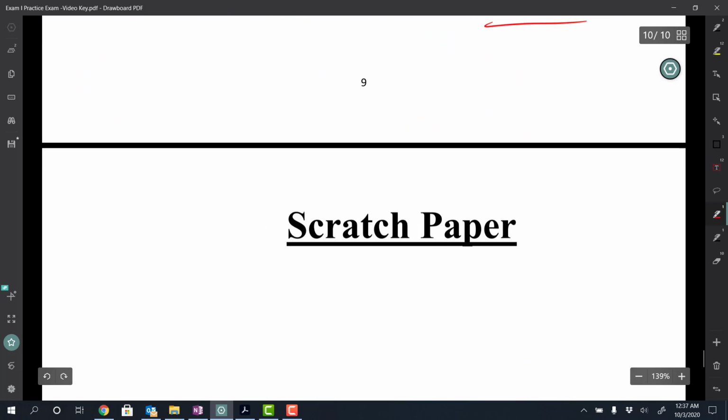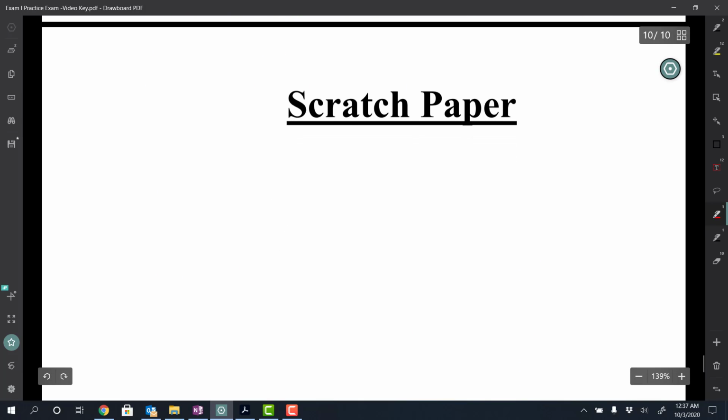All right, and that wraps up this practice exam key. Remember, the goal is to talk through the key so that you can work through your problems, verify your answers against the key, and if you have questions about the key, you can look back here and listen to the explanation. That wraps up this solution.